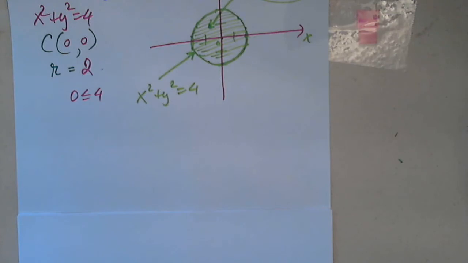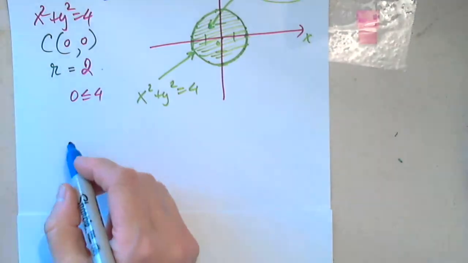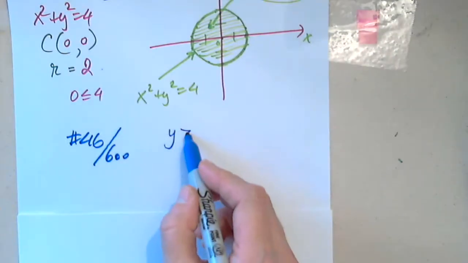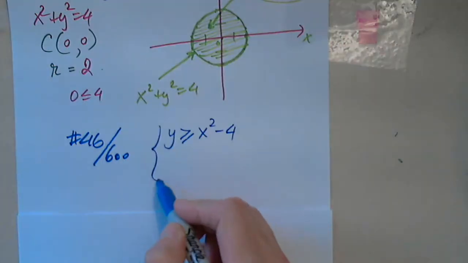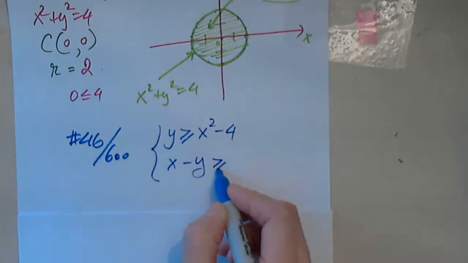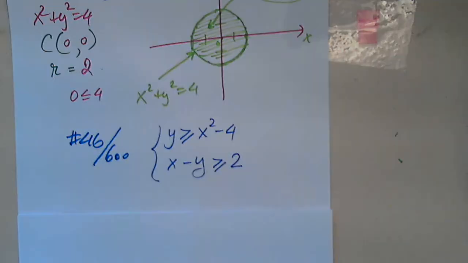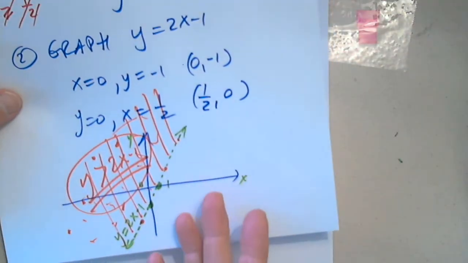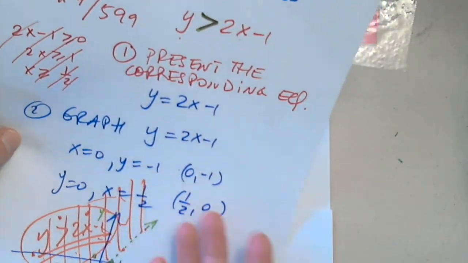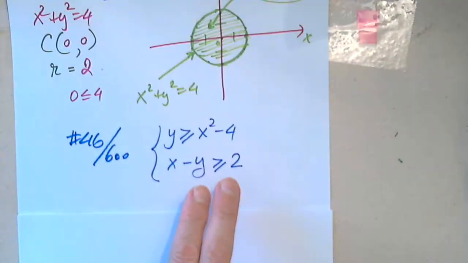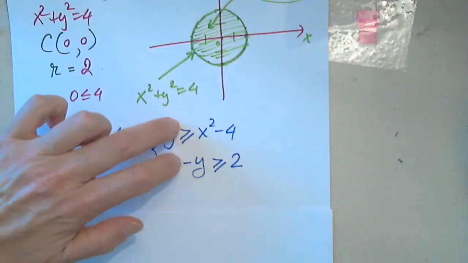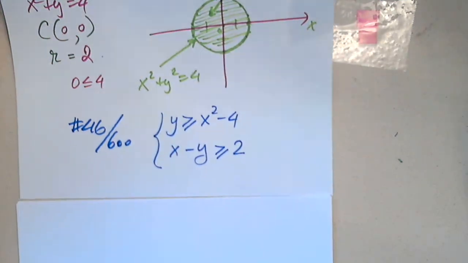I hope you find this somewhat fun at least, please. Okay, so let's look at 46. Same page. And that is y greater than or equal to x squared minus 4, and x minus y greater than or equal to 2. So what's the difference between a single inequality and two? A single inequality will have a solution wherever, but two inequalities, if they don't overlap, there is no solution. Because now we want both inequalities to be fulfilled, both conditions to be fulfilled at the same time.